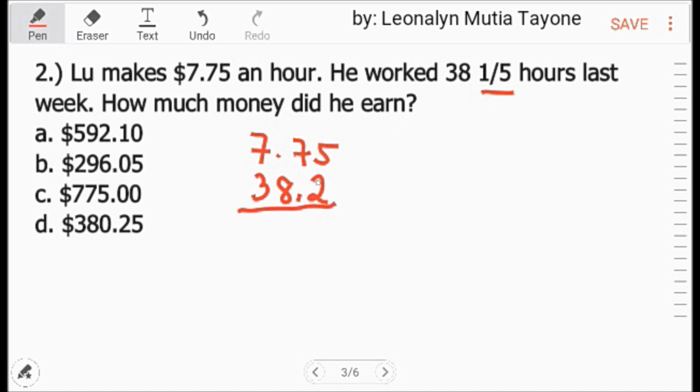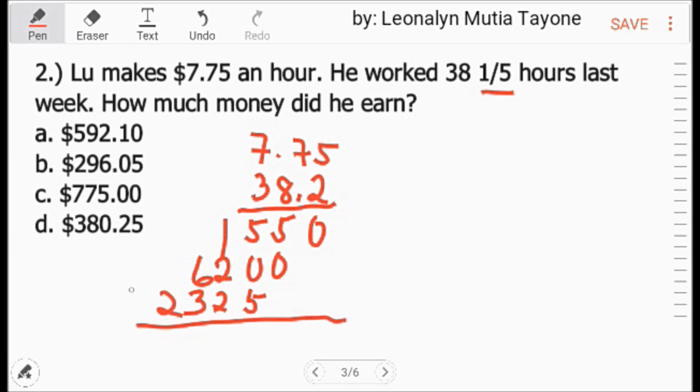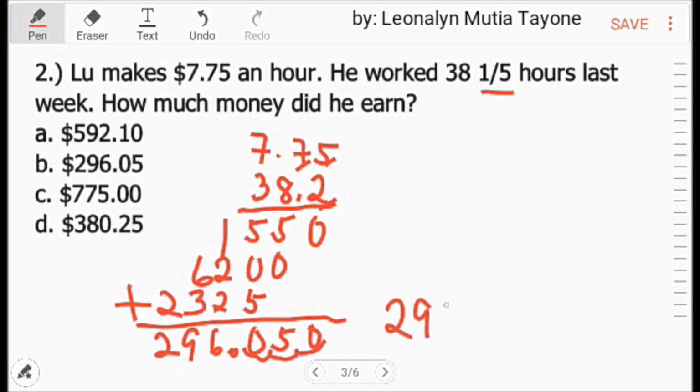So, i-multiply lang natin. 2 times 5, that is 10, then 5, 5, 1. Next is 0026, and this is 5232. Okay, then let's add them. 5, 10, carry 1, 6, 9, 2. Decimal place, 1, 2, 3, 1, 2, 3. So, ang answer ay 296.05. Letter B.